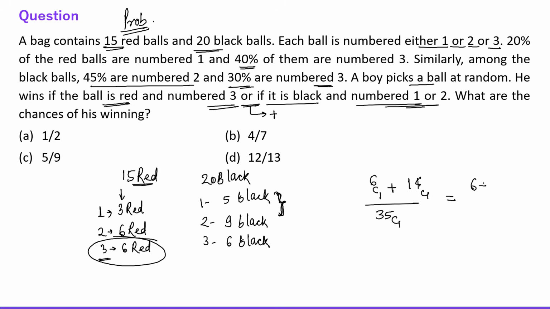So 6 plus 14 divided by 35. 6 plus 14 is what? 20. 20 by 35. So we can cancel these numbers by 5. So 5 into 4 and 5 into 7. The answer is 4 by 7. Is it there in the options? Yes, it is option B. 4 by 7 is the correct choice. See everyone, this question is based on probability, and this is not an easy question of probability. This is a very lengthy and tough question.